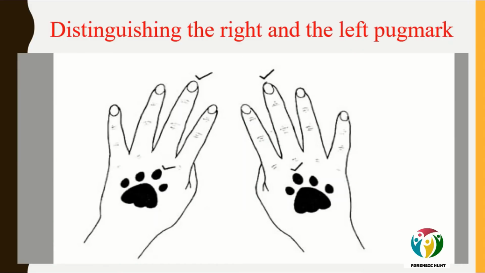Now how would you be able to know whether the given pug mark came from the left limb or from the right limb? What you have to do is very simple. Just take your hands, fold in the thumbs of both your hands and stretch out the remaining 4 fingers as shown in the diagram. In your left hand, you will see the 3rd finger from the left is the longest one. That is, the middle finger is the longest one, and this occurs in the tigers too.